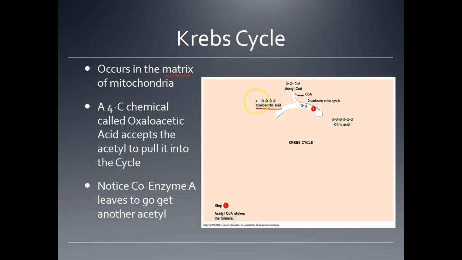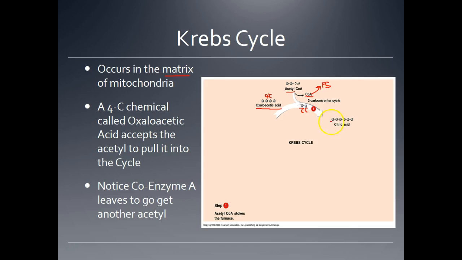One molecule of oxaloacetic acid is going to bind to the 2-carbon acetyl molecule once the coenzyme A drops it into the Krebs cycle right before the coenzyme A leaves. And so that coenzyme A is going to go back to the prep step where it's going to grab another acetyl and bring it back. Okay, that coenzyme A is kind of like a taxi that taxis the acetyls from the prep step into the Krebs. Okay, so a 4-carbon molecule is going to bind with a 2-carbon molecule.